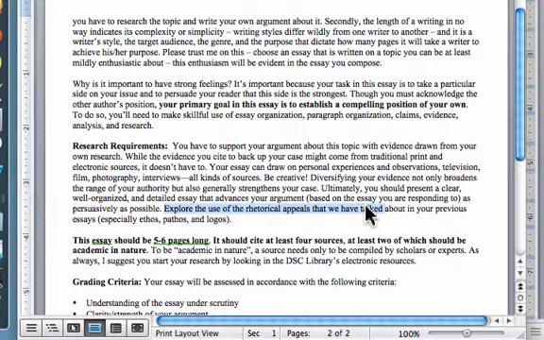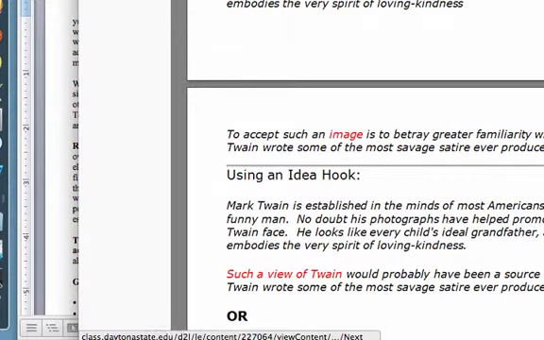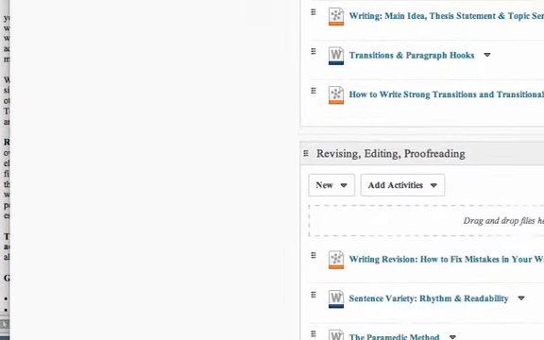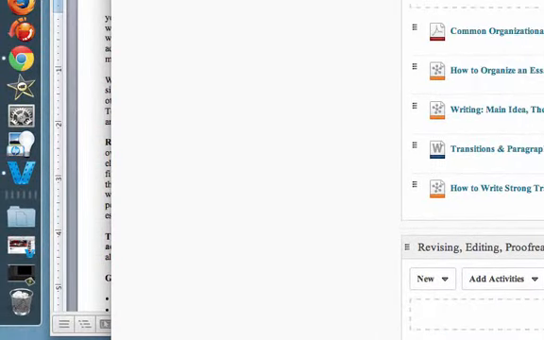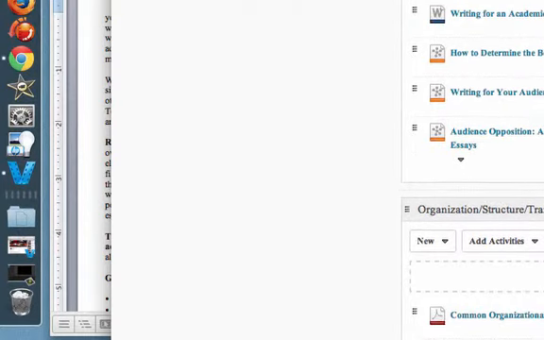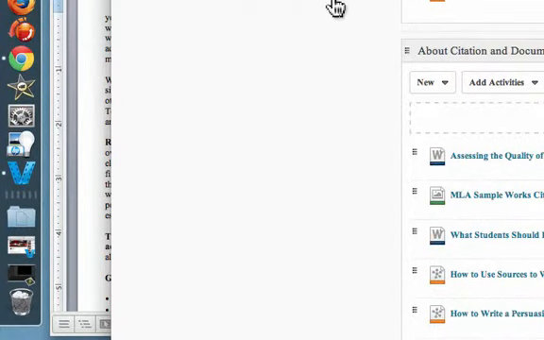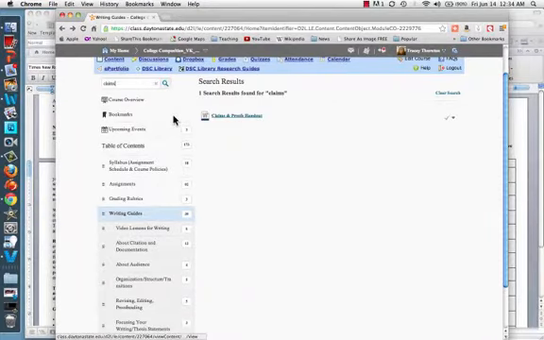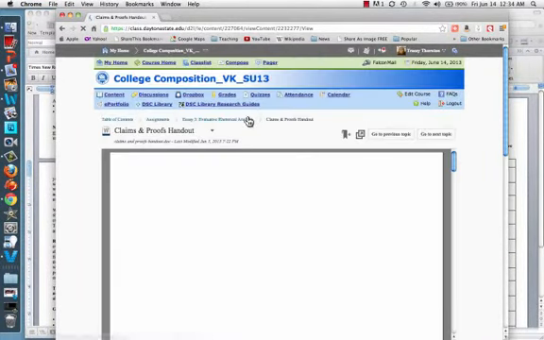Now, I want to point to another source that can be very helpful in this paper, and that is the claims and proofs handout that's under the writing guides. That handout shows you several different types of claims. It categorizes 5 different types of claims. They are very commonly the type of claims that you will run into. So I don't have to search for this, I'm going to use the search feature, and there's the claims and proofs handout.